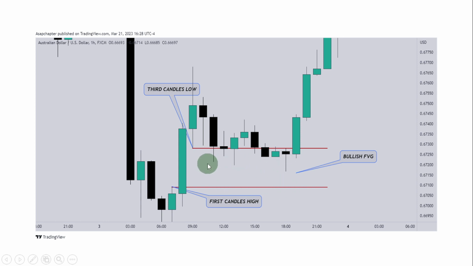At times it will just wick into it and move away, like you see here. So when it fills 50% of the range, you say it has filled the consequent encroachment of the fair value gap, or it has filled 50% of the gap, and it moves away.